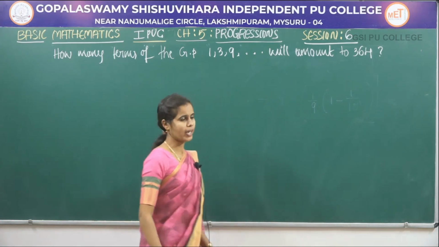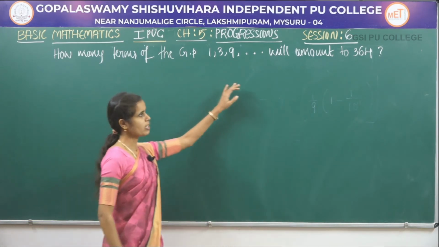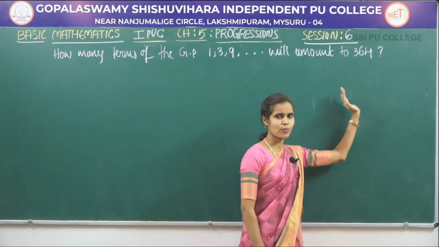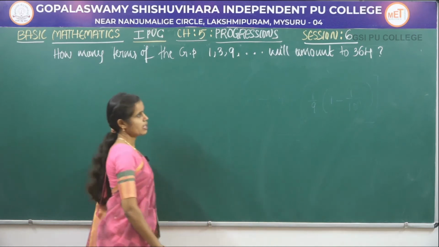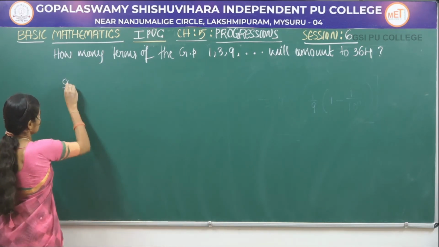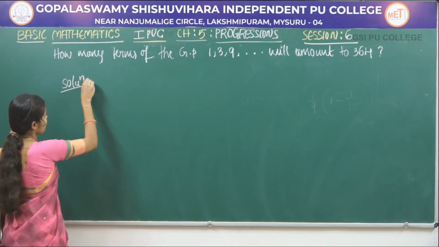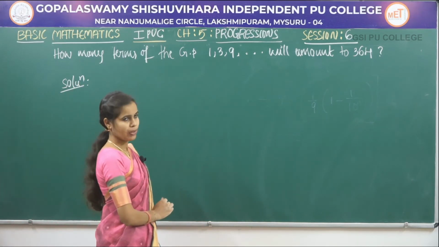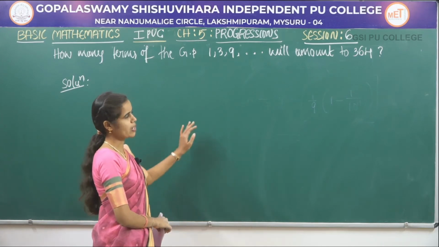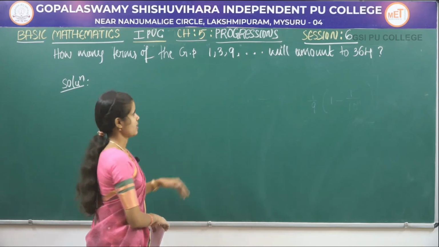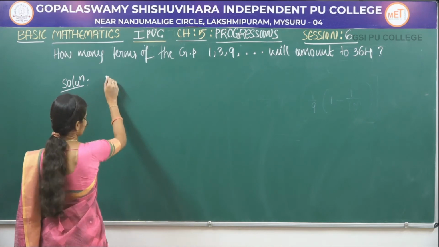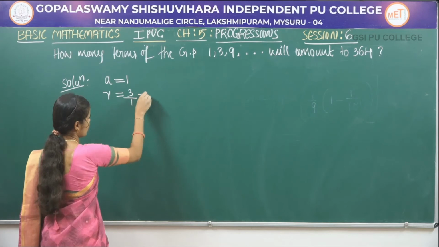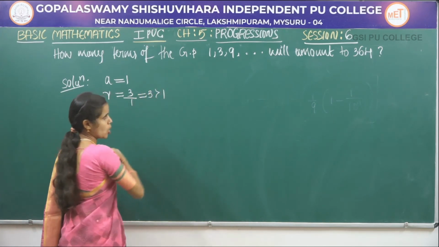Okay, here we want to find out how many terms are required to make the sum 364. That means we want to find the value of n. So first let us find the values of A, R and Sn. Using the given sequence, A is 1 and R is 3 by 1, so that is 3. 3 is greater than 1.